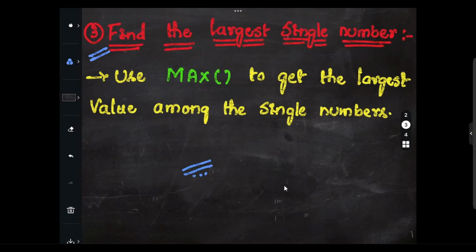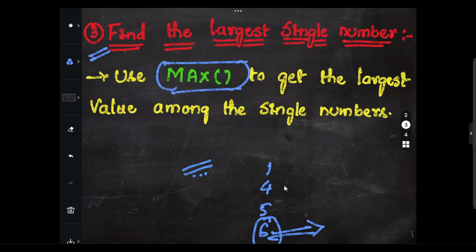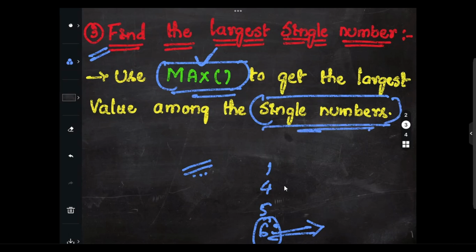Here we have to find the largest single number. So among 1, 4, 5 and 6, we have to return this number as the output. This is the final step. We will be making use of the MAX keyword because we need to return the largest number. SQL provides the MAX keyword, so we will use it to get the largest value among the single numbers. I hope this is completely clear and easy to understand, right?